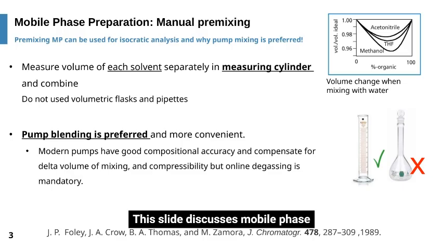This slide discusses mobile phase preparation, specifically manual premixing. It explains why premixing MP can be used for isocratic analysis and why pump mixing is generally preferred. It highlights that while measuring solvent volumes separately in a measuring cylinder is acceptable, volumetric flasks and pipettes are not recommended. Pump blending offers better convenience, and modern pumps provide good compositional accuracy, compensating for delta volume of mixing and compressibility. However, online degassing is mandatory.